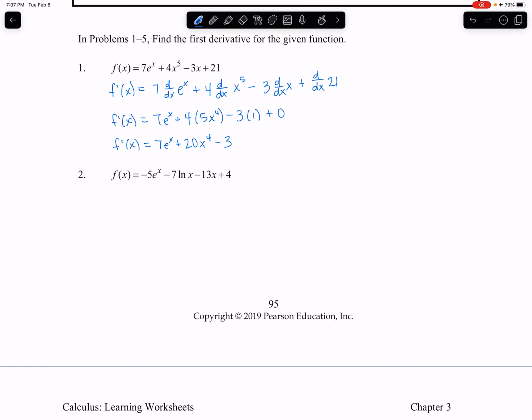F of x equals negative 5 e to the x minus 7 natural log of x minus 13x plus 4. If we take the first derivative, we'll have f prime. We'll pull the constants out front: negative 5 times the derivative of e to the x, minus 7 times the derivative of natural log of x, minus 13 times the derivative of x, plus the derivative of 4.